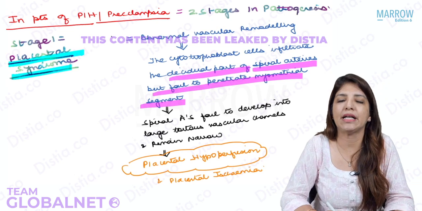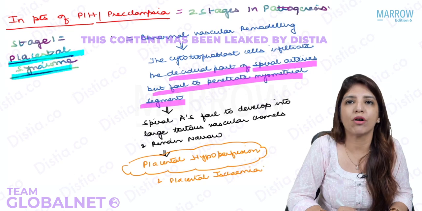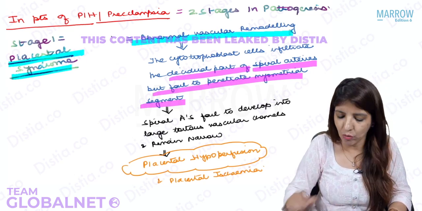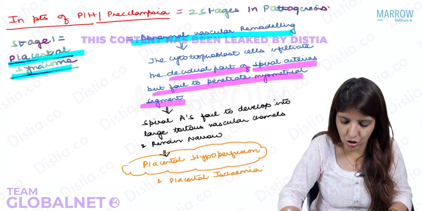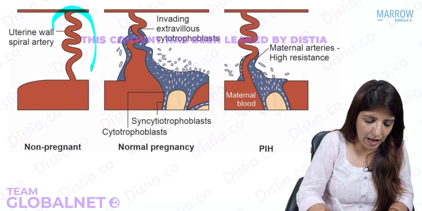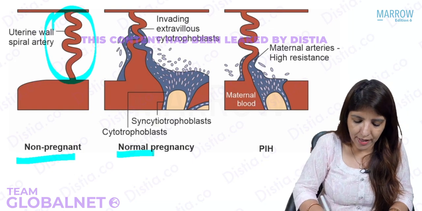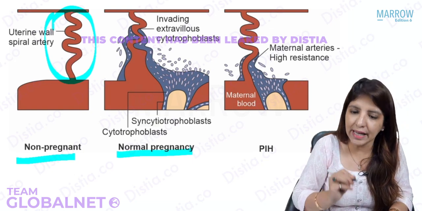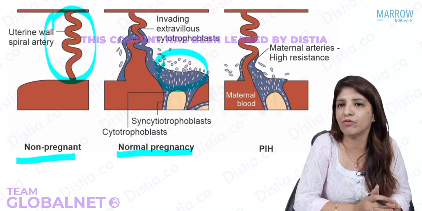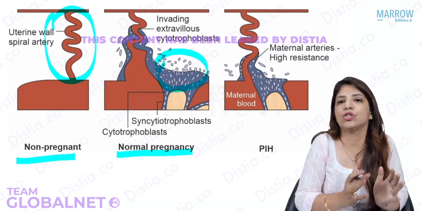Now, what is happening in the placental syndrome? In placental syndrome, there will be abnormal vascular remodeling. When I say abnormal vascular remodeling, what do I mean? Let me show you an image to make it more clear. See, over here, this is the spiral artery of a non-pregnant female. This over here is what is seen in normal pregnancy. In normal pregnancy, the cytotrophoblast is replacing the lining of the spiral arteries and converting it into dilated vessels.